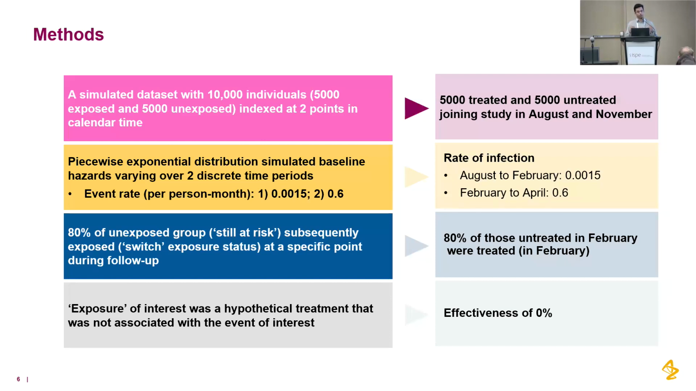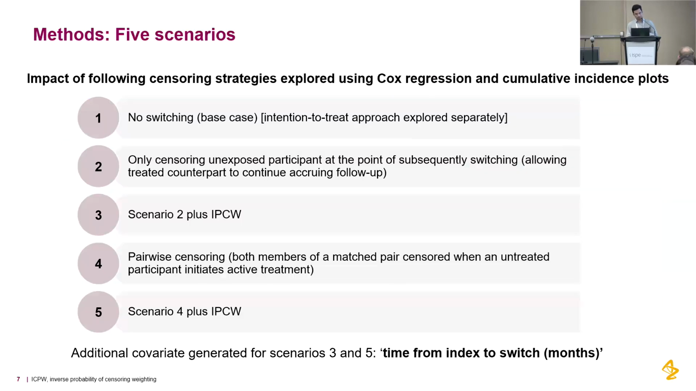So the true hazard ratio would be 1. And we did this really because it's just easier to visualize the bias when the hazard ratio deviates from 1. So to address this question, we investigated 5 censoring strategies.